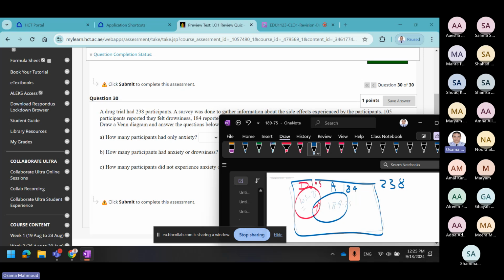So how much is this one? 30. How much is this one? 184 minus 75 gives you what? No, this is not 9. This is 184 minus 75. 109. Yeah, 109.